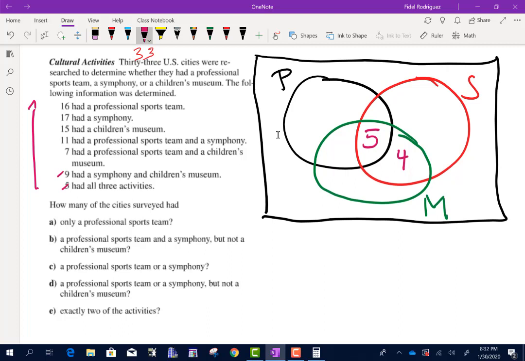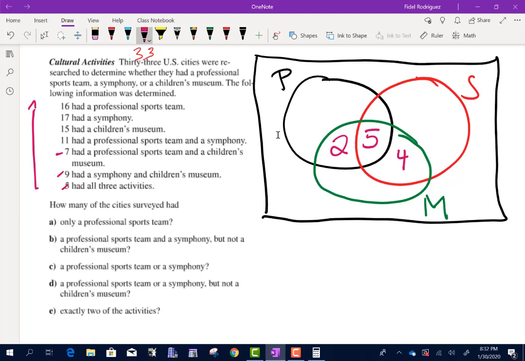Okay. 7 had a professional sports team and a children's museum. So here's my professional sports team, the black circle. The museum is the green circle. So this is where those two circles overlap. That number has to add up to 7. Well, if this is a 5, that one's going to have to be a 2.